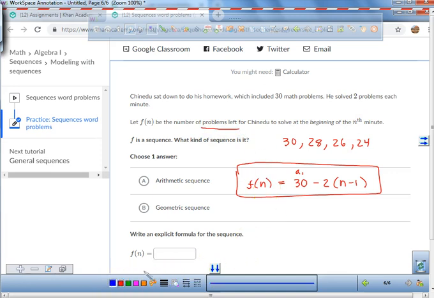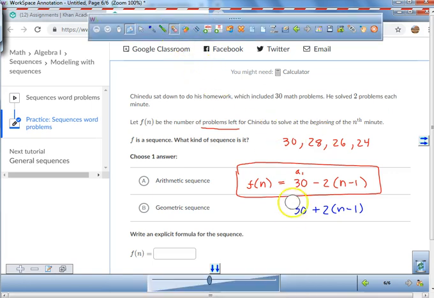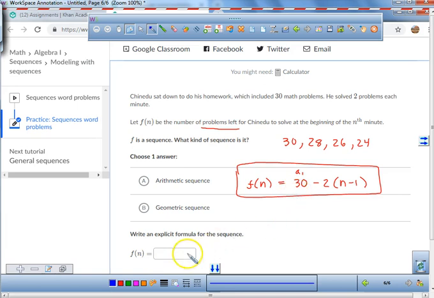Now, if the problem said he's solving 2 problems each minute, how many problems did he do after, like, let's say he already solved 30 problems. If he already solved 30 problems, how many more problems did he do? Then you would say 30 plus 2(n minus 1). If it said he already solved 2 problems and he continues to solve problems, like you're adding to it. Okay, but here we're trying to find how many problems he has left. So this is going to be the formula that I plug in.